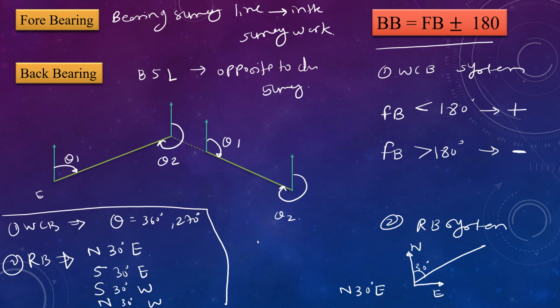Here the reduced bearing angle is north 30 degrees east. And the back bearing in case of the RB system is to just take the directions in the opposite sense: this is south, this is west. If this is 30 degrees here, it is south 30 degrees west. So this is the fore bearing and this is the back bearing. This is how we calculate the fore bearing and back bearing in case of the RB system.